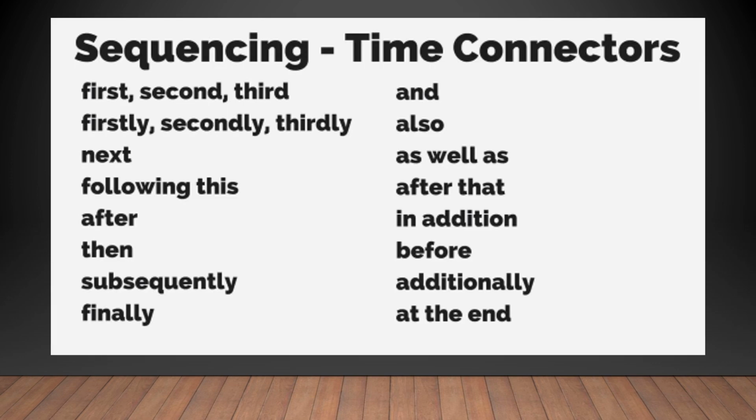Alright, when we want to give instructions or to tell somebody how to make something, we need sequencing time connectors. For example, we have first, second, third, firstly, secondly, thirdly, next, following this, after, then, subsequently, finally, and also, as well as after that, in addition, before, additionally, and at the end.